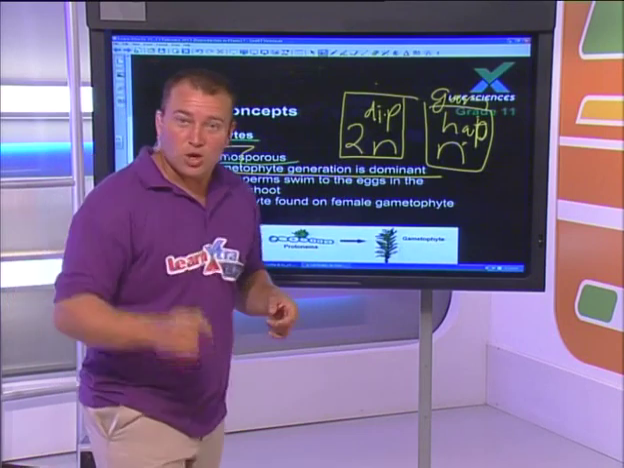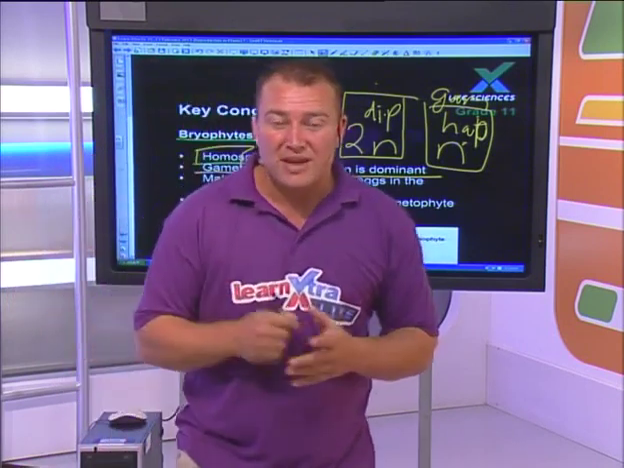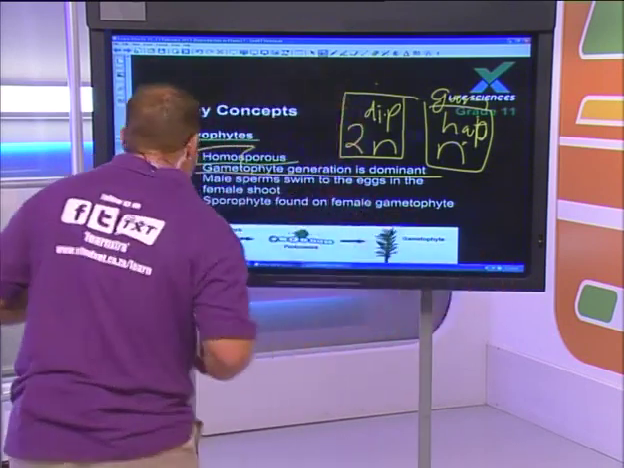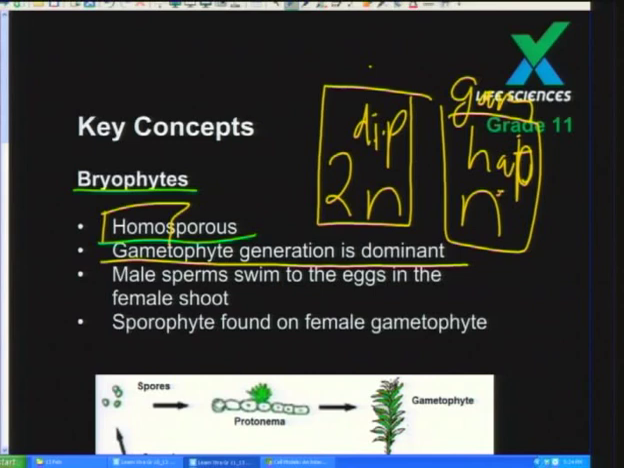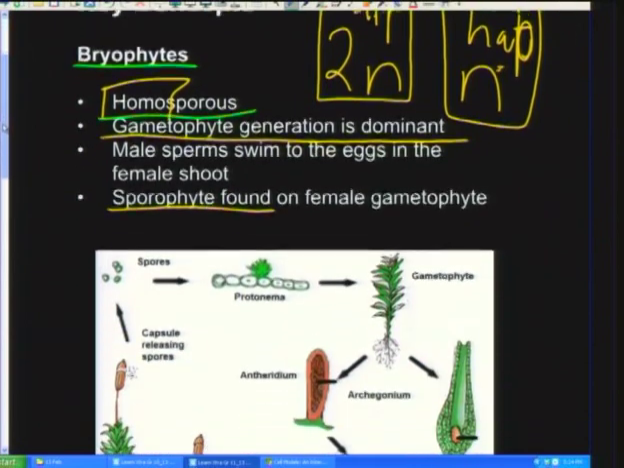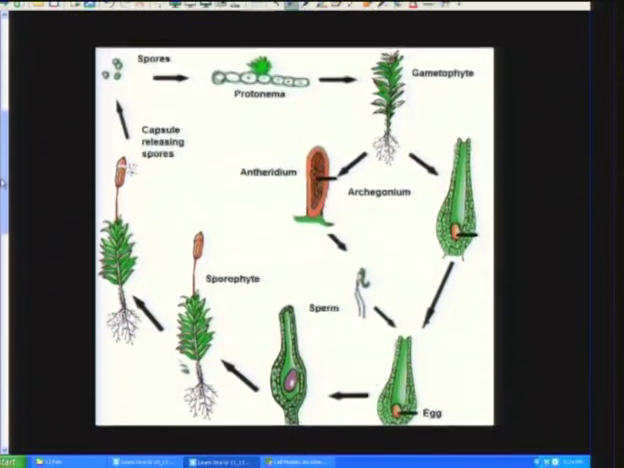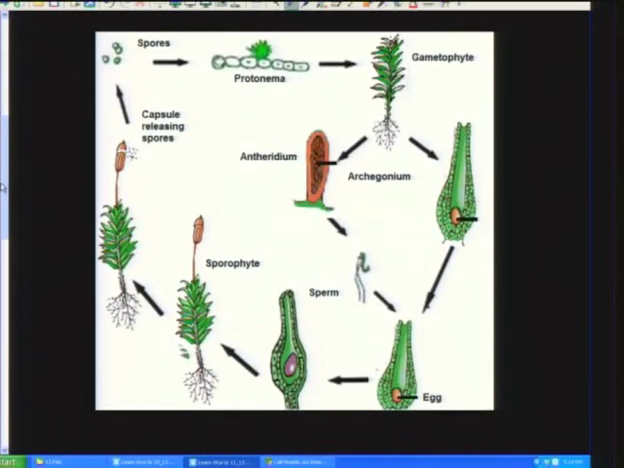Also, the male sperm has to swim to the female. Let me just finish here. Only the females have the sporophyte generation. But what I want to do is get to this part, so that I can explain it to you perfectly.